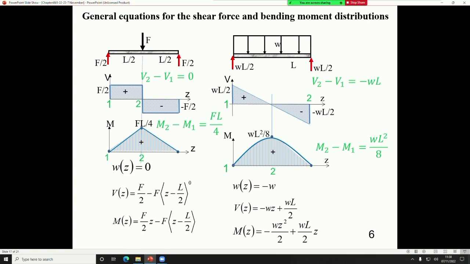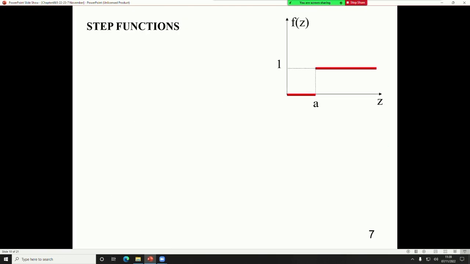In some books, instead of angle brackets, they use square brackets. Any questions in relation to slide number 6? Okay, so I quickly just reminder what step function is. So look at this function.